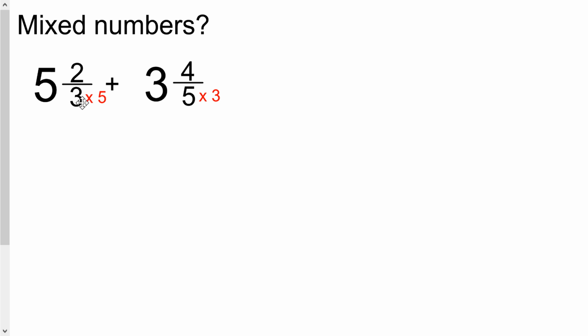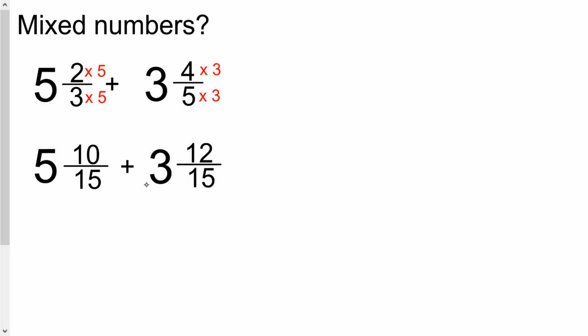Remember though, what you do to the bottom of a fraction, you do to the top. Same with this one. Since we times by 3 over here on the right, we'll times the top of the fraction by 3. And we get 5 and 10/15 and 3 and 12/15. Now we can just go straight on like we normally have.